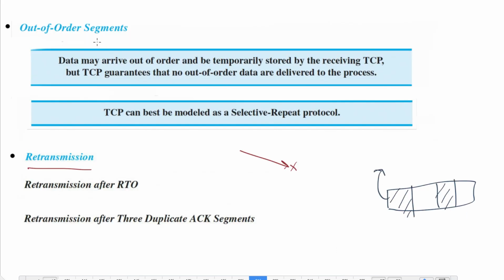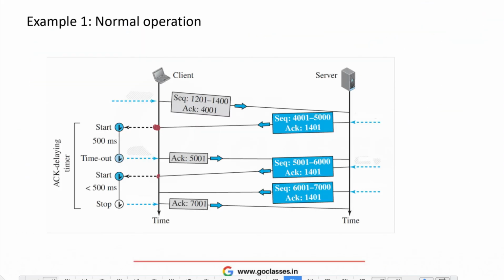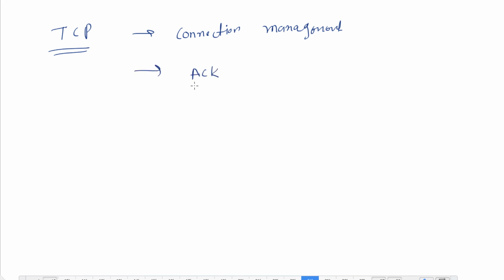So this is out of order segments and retransmission. Till now we have built a very strong foundation about TCP. I have told you how to do TCP connection management, how to send the ACKs, whether the ACK is cumulative or not, how to store out of order packets, and how to retransmit.